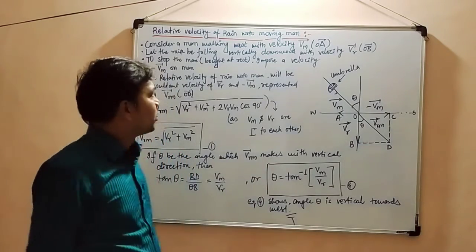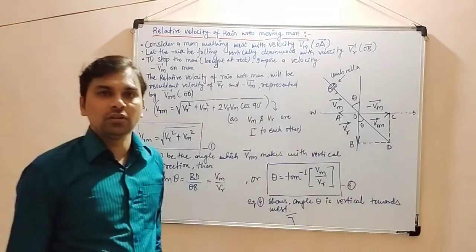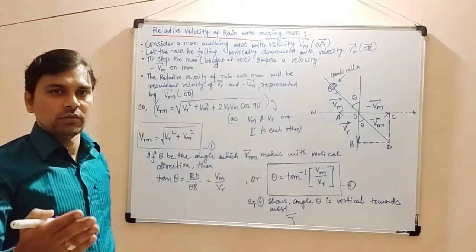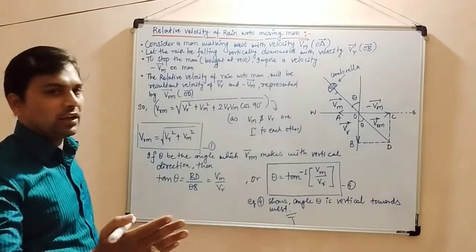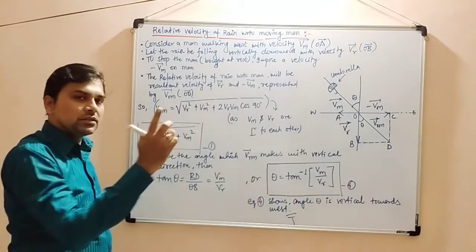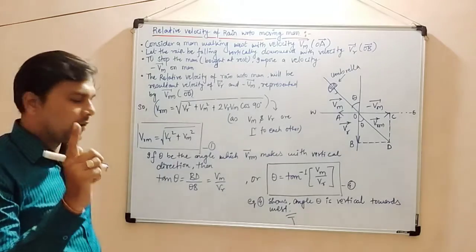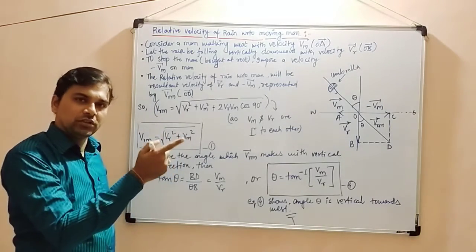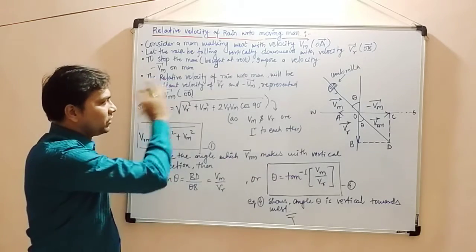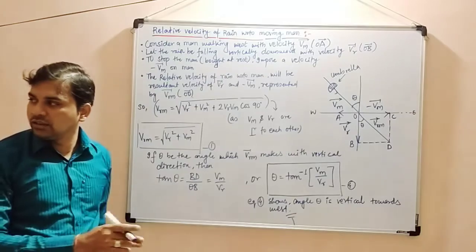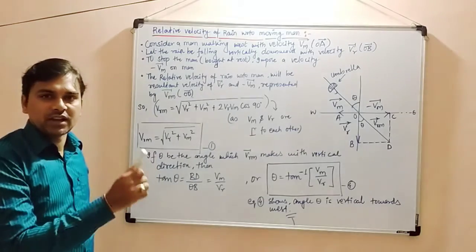Yes, students. So our next topic is relative velocity of rain with respect to man. That means, what will be the velocity of rain with respect to a moving man, that we have to find out. Remember that this topic is very important, the numericals based on this topic are always asked, and this topic is always asked in competitive exams also. So make it very clear, you should understand this topic very well.